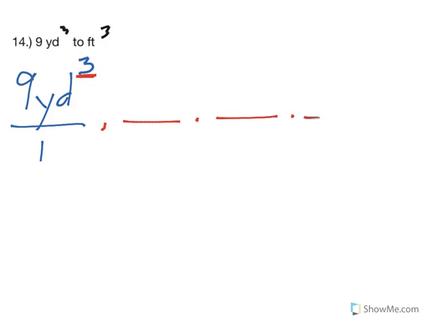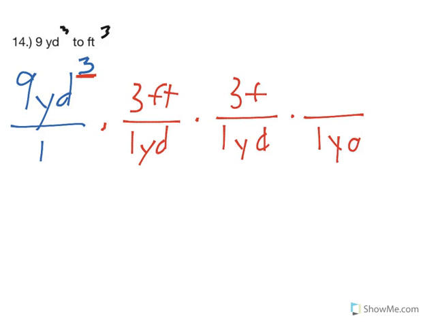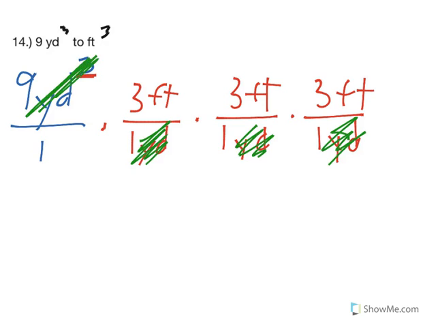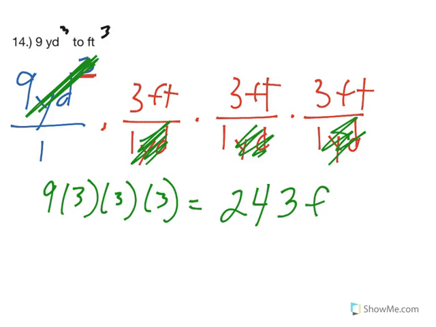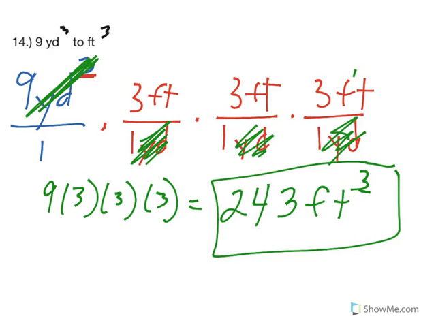Now we get to cubics. So 9 yards cubed. Okay, well, cubed means 3. So I'm going to need this identity ratio 3 times. So 1 yard is 3 feet. Forgot my T. So then we could say 1 yard, 2 yard, 3 yard gets rid of my yards cubed. And then we do 9 times 3 times 3 times 3 for an answer of 243 feet cubed. And it's cubed because there's 1, 2, 3 of them.